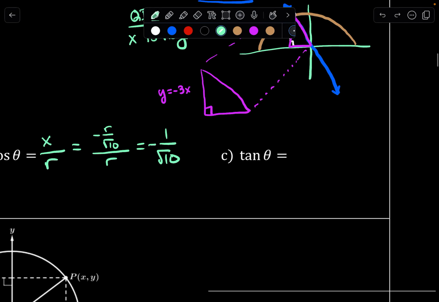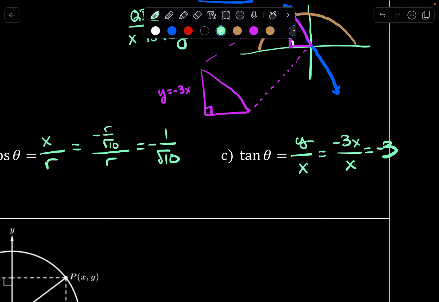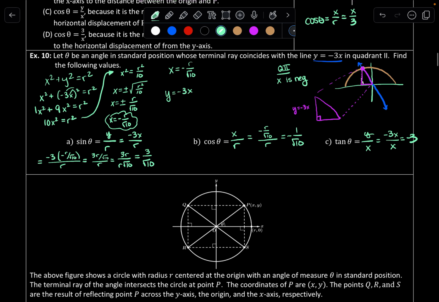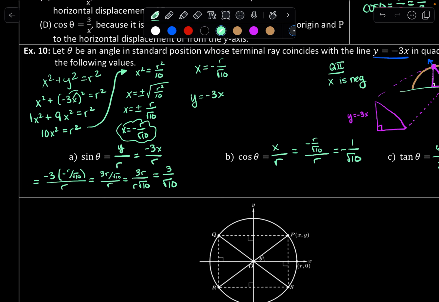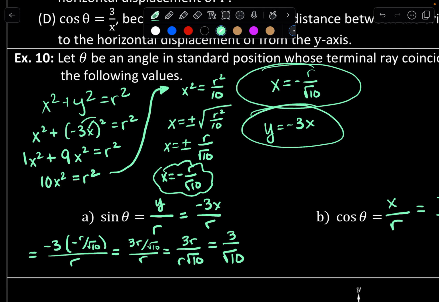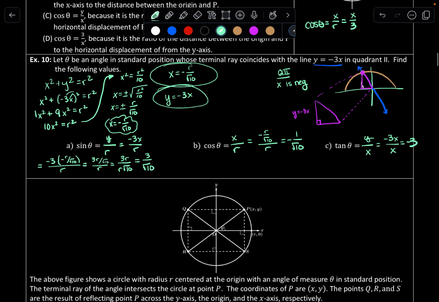The last one is going to be tangent, which is y over x. So y is equal to negative 3x, and then we have x. Well, luckily we don't have to go further with x using the r because the x's cancel out, so we get negative 3. So this one's a little more extensive, but it's all about solving for a variable for x and one for y, and then the r's will cancel out naturally.